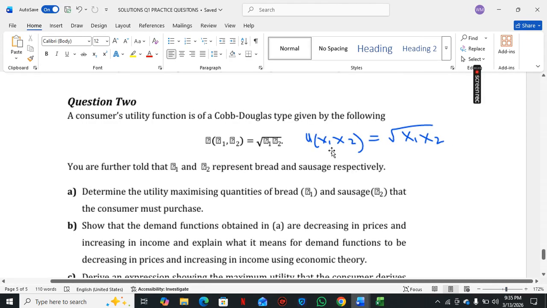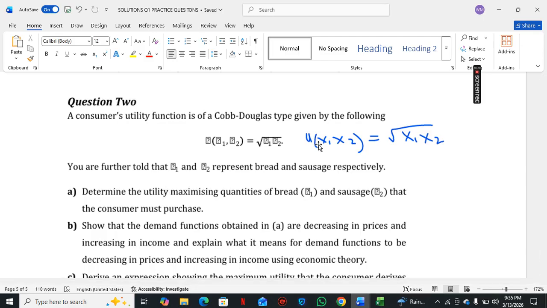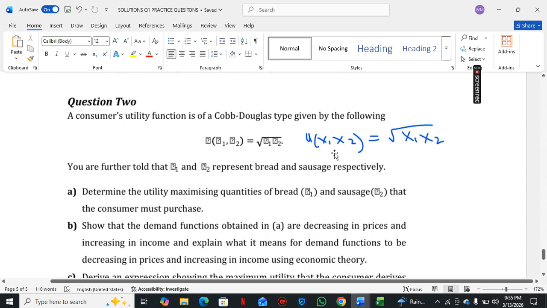Colleagues, remember a utility function just measures utility, which is satisfaction. So this is our utility function, square root of x1, x2. You are further told that x1 and x2 represent bread and sausage, respectively. So x1 is bread, sausage is x2.